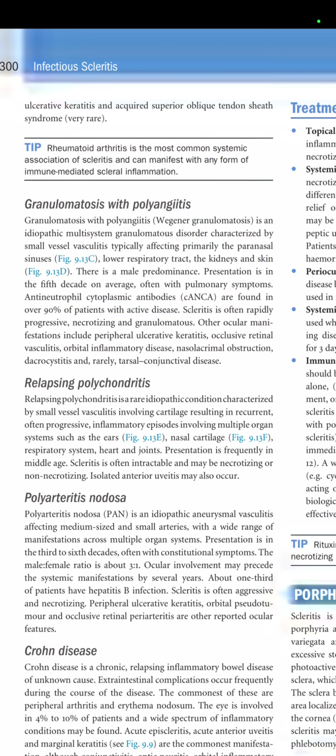Scleritis is often rapidly progressive, necrotizing, and granulomatous. Other ocular manifestations include peripheral ulcerative keratitis, occlusive retinal vasculitis, orbital inflammatory disease, nasolacrimal duct obstruction, dacryocystitis, and rarely tarsal conjunctival disease.